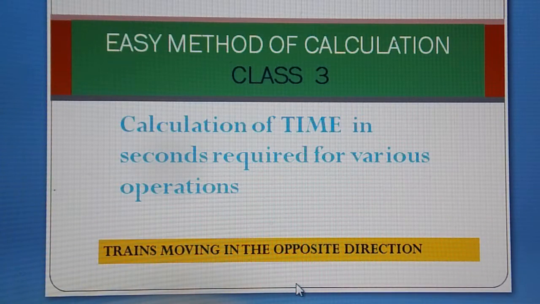Hello, welcome viewers. This is class 3 of easy method of calculation of the time in seconds required for a movement of vehicles in opposite direction. In this special case, we have trains moving in the opposite direction.